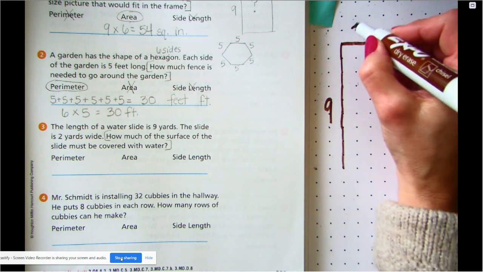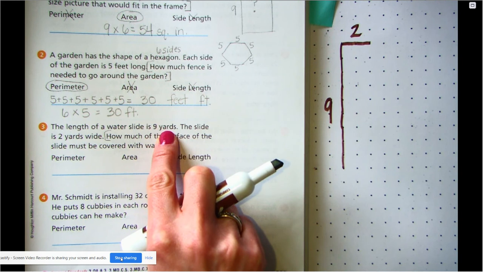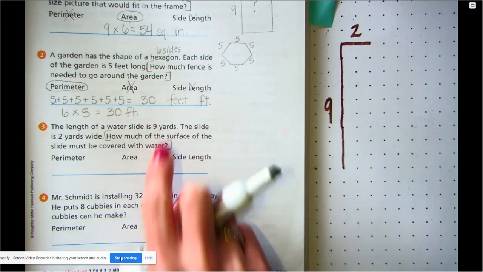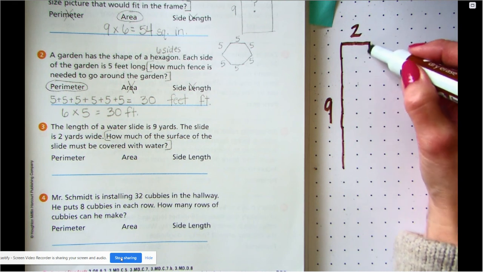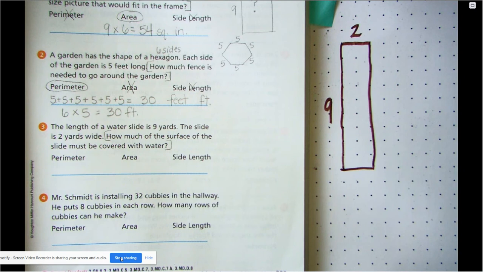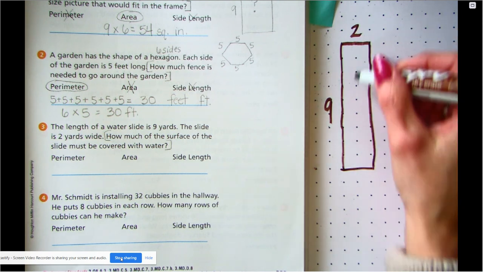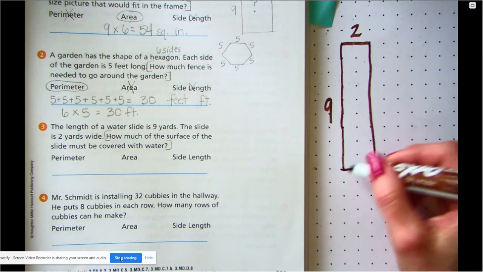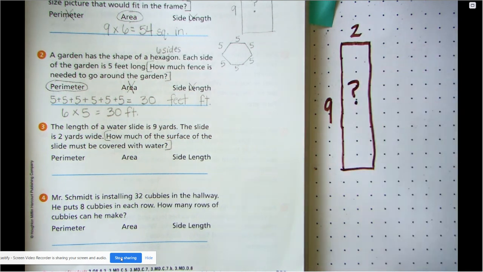So there's 2. Okay? And incidentally, a yard is 3 feet. So think about the size of this water slide. I'm going to connect and finish my figure. There's my rectangle. So there's my slide. The question is, how much of the surface of the slide is going to be covered with water? So the surface would be this whole area right here. Okay, so I'm looking for something like that.